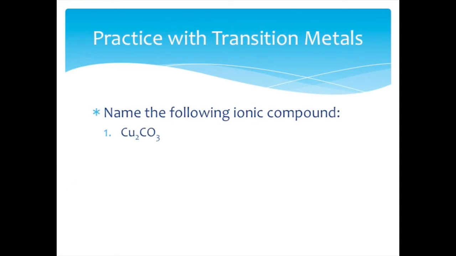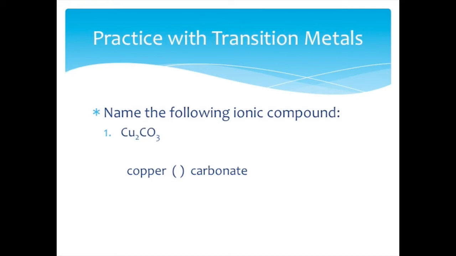Cu2CO3. Well, the first thing I should be telling myself is that I see a polyatomic ion. Hello, carbonate. The next thing we need to do is name our metal. Well, I know that Cu stands for copper. If I look at the periodic table, I see that copper is indeed a transition metal, which means that I'm going to have to put something in parentheses after the name copper. Now I want to name the second part of my compound, which in this case is just carbonate, because carbonate is a polyatomic ion, so I do not change its ending.